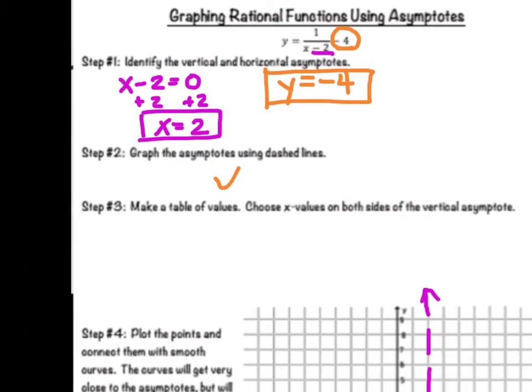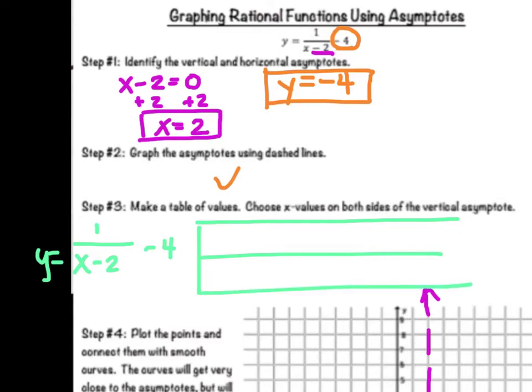Our last little step for this equation is to make a table of values. So we're going to rewrite the equation so that way we can just focus on this part. And then we will make a nice little table. We'd have x and y's, and it looks like we need to keep our x values around that x is equal to 2. So let's pick some x values that are above 2 and some that are below 2 and see how that works.